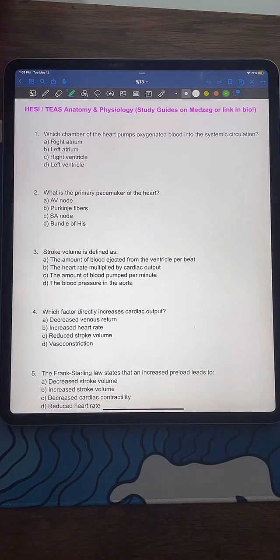But we'll start now. Everybody, welcome. We're on number 1 now. Which chamber of the heart pumps oxygenated blood into the systemic circulation?